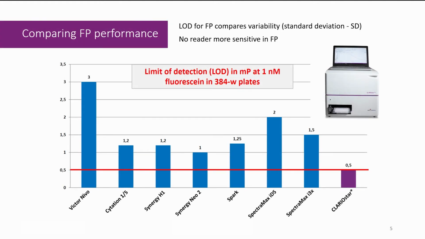In order to compare microplate reader performance in fluorescence polarization, the accepted approach is to compare variability between replicates. Thus, the limit of detection that is shown here is actually the standard deviation between replicates, in this case containing 1 nanomolar fluorescein. As you can see, no microplate reader is better than the CLARIOstar based on this metric.